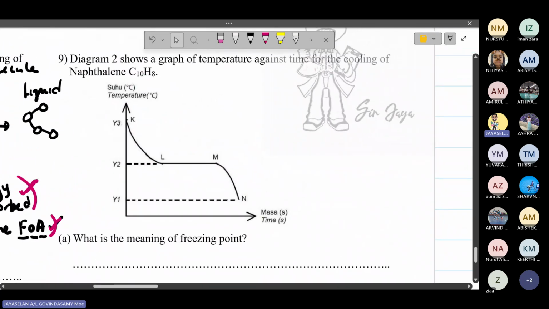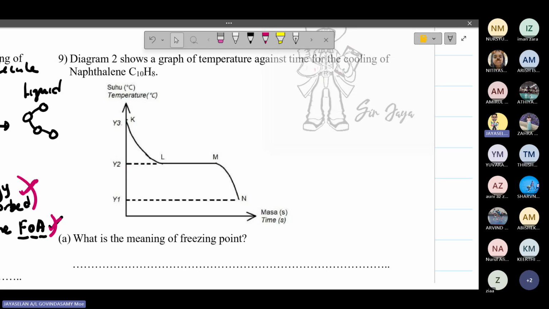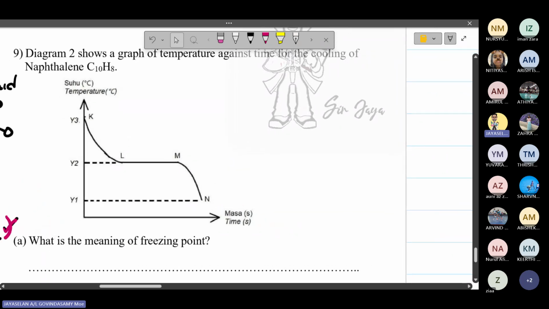The graph shows temperature against time for the cooling of naphthalene. Okay, this one y'all answer lah.